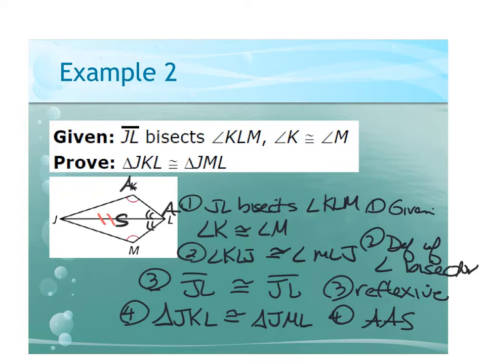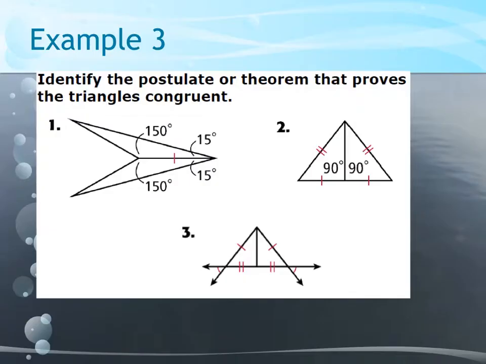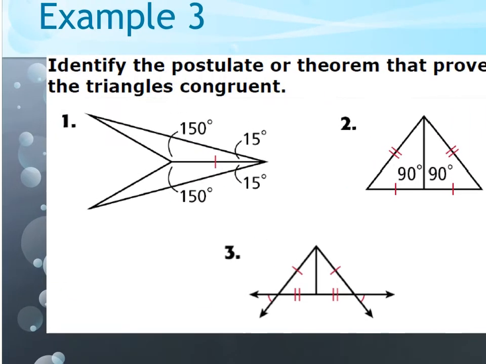Now, we can use any of the 5 shortcuts we've learned for this slide. This one, the first one, I'm going to add some congruency marks here instead of just angle measures. So angle 15, congruent to angle 15, and angle 150, congruent to 150. So which shortcut can I use here? Angle, side, angle. Good. So it's the included side, that's why it's angle, side, angle.